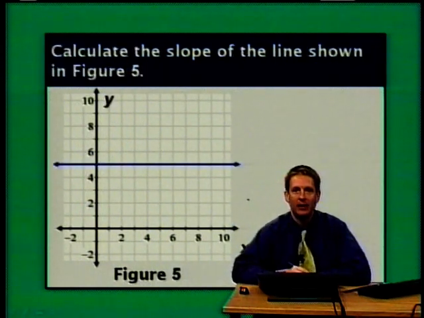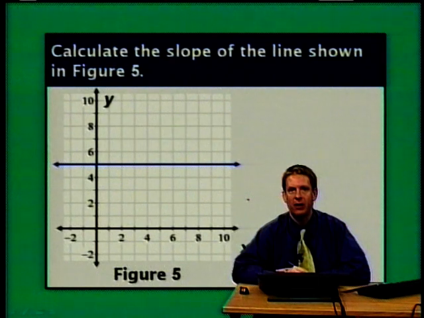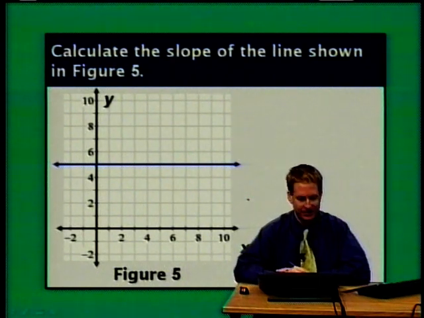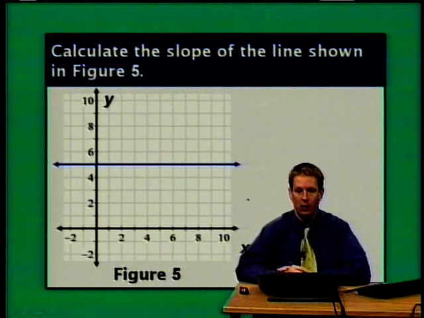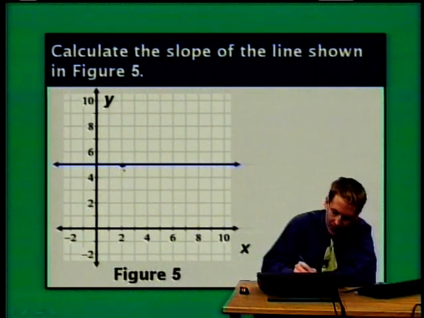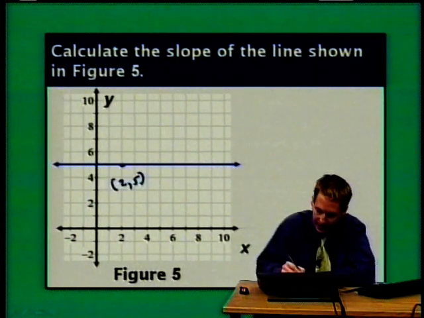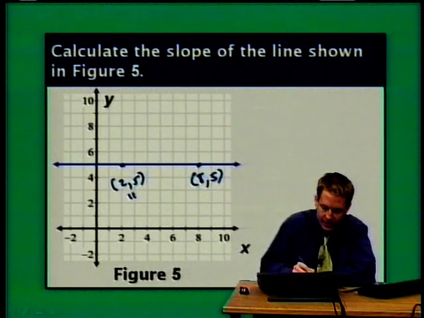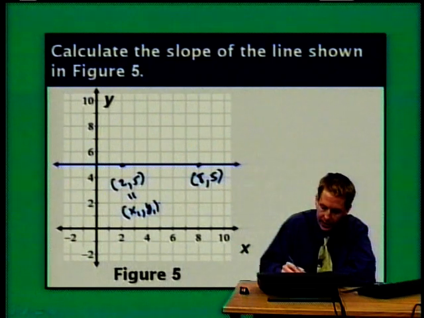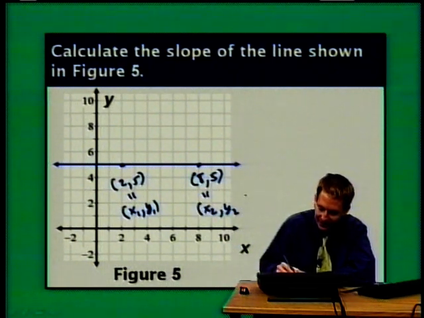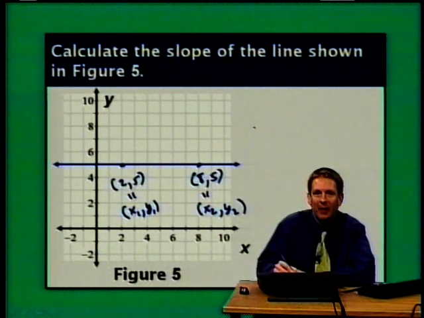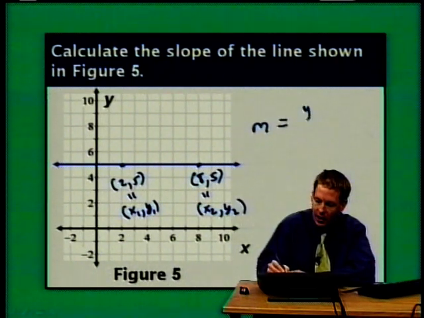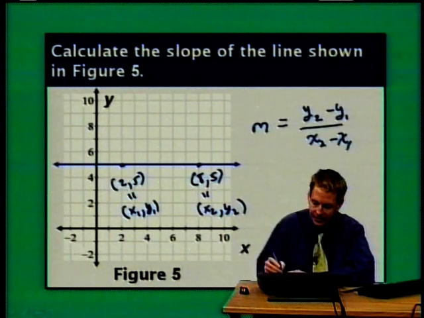One last example. Let's calculate the slope of the line shown in figure 5. Looks horizontal to me. I think I'm going to pick 2 points on the line. Here's the point (2, 5). Here's the point (8, 5). So if I call this point (x1, y1), and I call this point (x2, y2), using my slope formula, m equals y2 minus y1 over x2 minus x1.